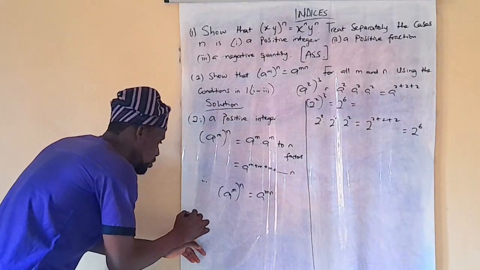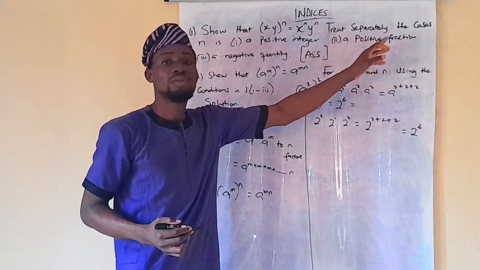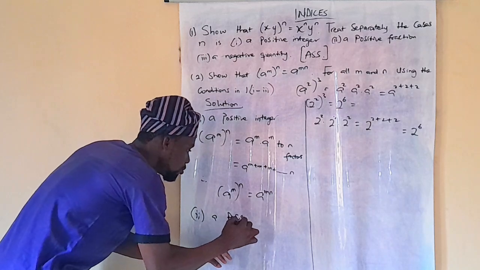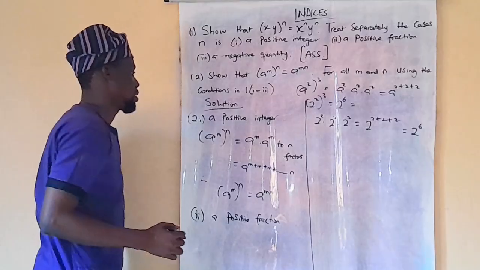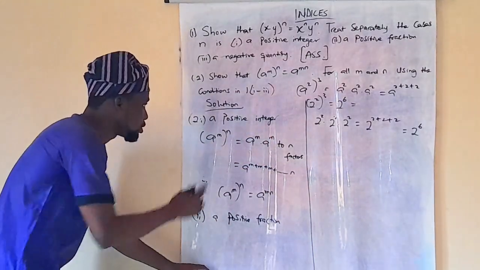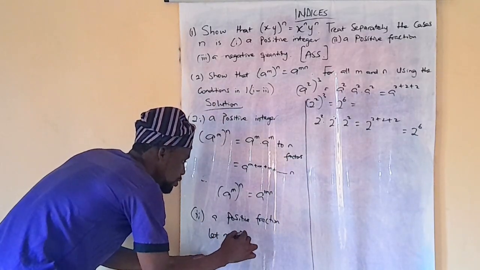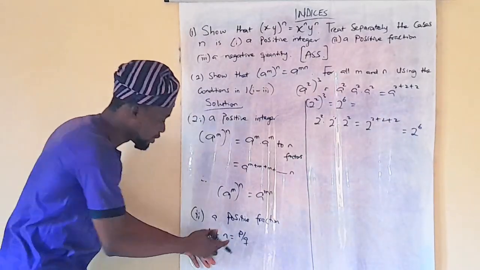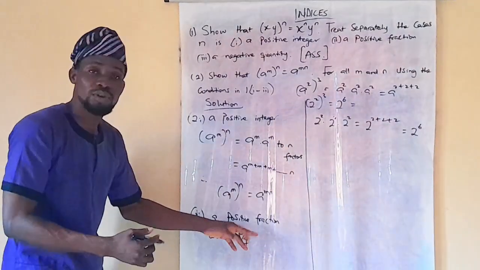For the second one, 2(ii), we have to prove it for a positive fraction. Now, if it's a positive fraction, let's use n to represent the positive fraction, which is the one outside there. So let n be equal to, let's say, p over q. This is a fraction and this is positive. If it's negative, I would have put a negative sign at the front. Let n be equal to p over q. What will I have?